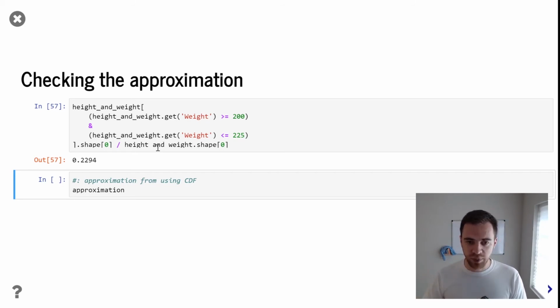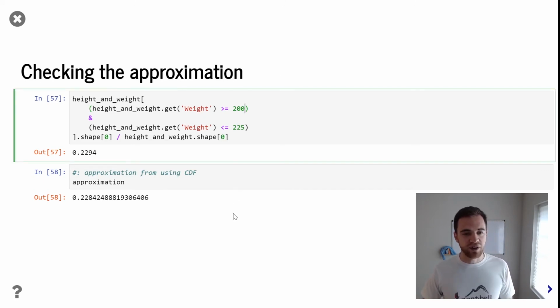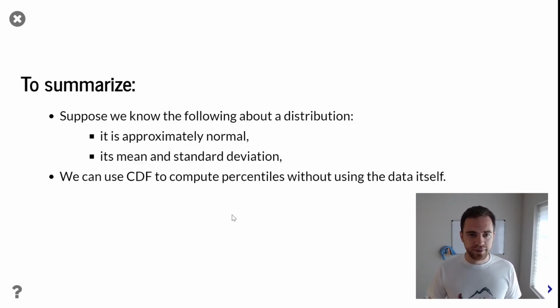Remember what we found on the previous slide using SciPy norm CDF was 22.84. So really, really close. And just using the normal distribution and the mean and the standard deviation, I didn't have to go through and perform this query and count. So it was great.